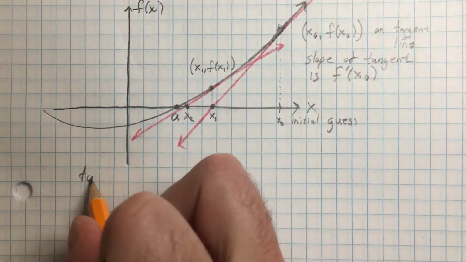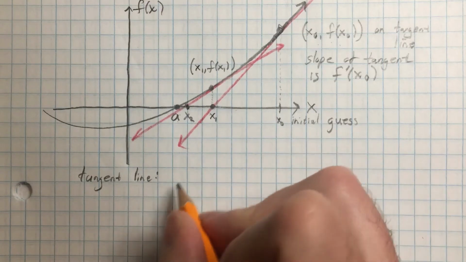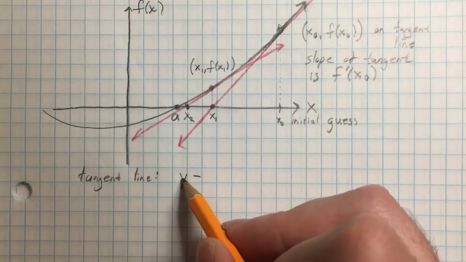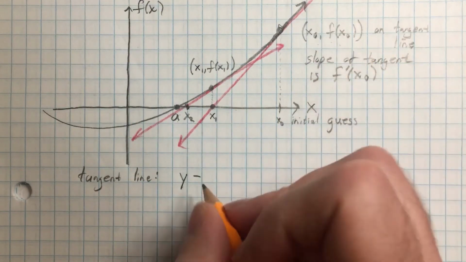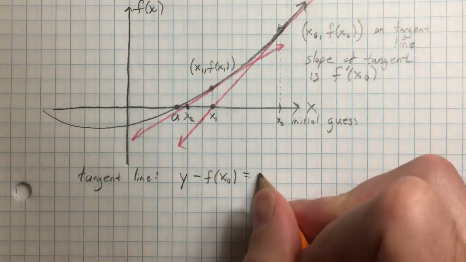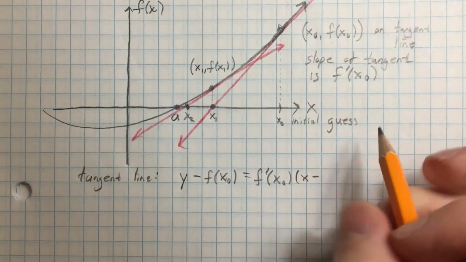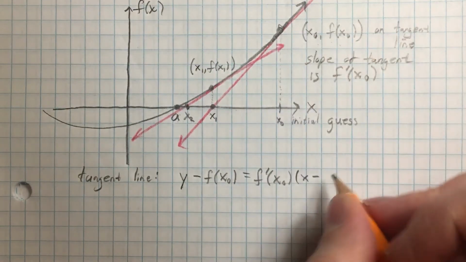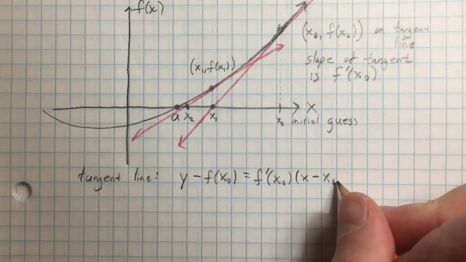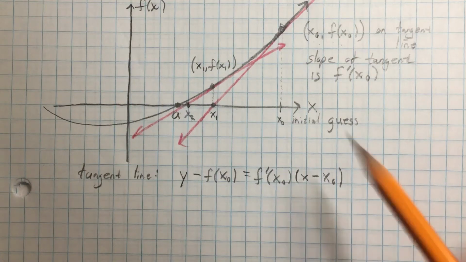So the tangent line itself should be y minus y1, right? The variable y for the line itself, minus the y value that we know is on here, so f of x naught, equals the slope, that's f prime of x naught, times x minus the x coordinate, the first coordinate of the point which is on this line. So minus x naught, there. Right, there's our tangent line. That's the first red tangent line.